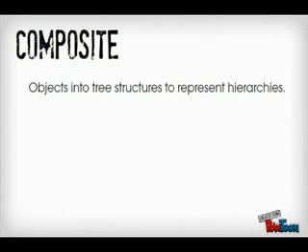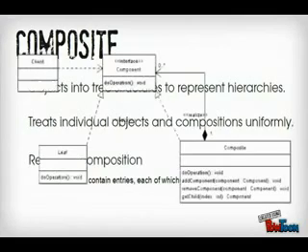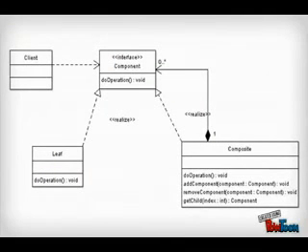Okay friends, let's see about the composite pattern. The intent of this pattern is to compose objects into tree structures to represent part-whole hierarchies. Composite lets clients treat individual objects and compositions of objects uniformly. In this pattern, we divide the objects into two major categories such as leaf and composite. Leaf and composite must have the same behavior, but the major difference is a composite can contain more leaves or composites inside it.